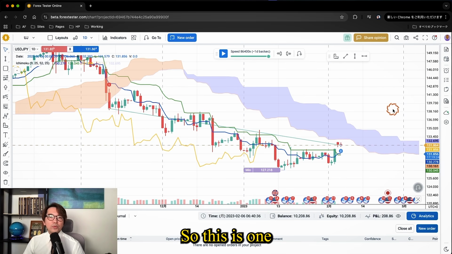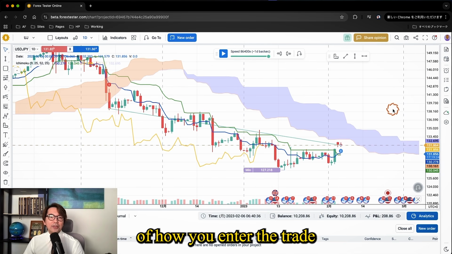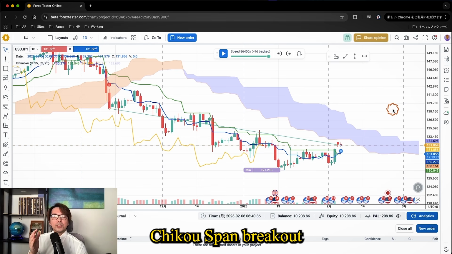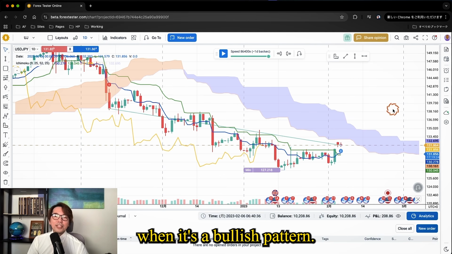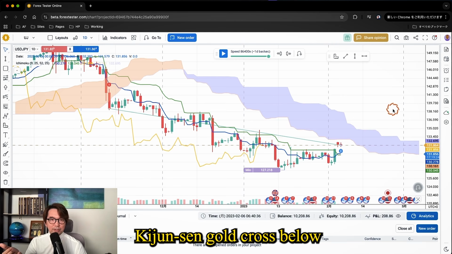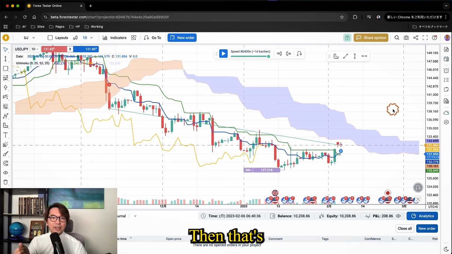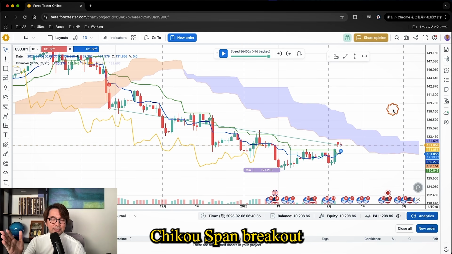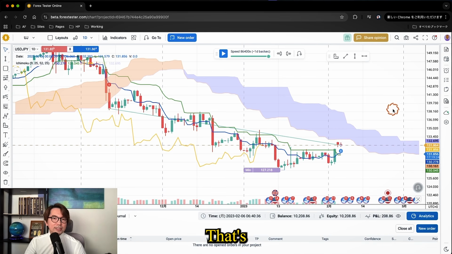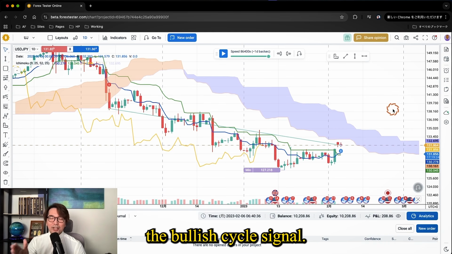So this is one of the examples of how you enter the trade by the Kumo breakout after Tenkan Sen, Kijun Sen, dead cross, and the Chikou span breakout. When it's a bullish pattern, then you wait for the Tenkan Sen, Kijun Sen, gold cross below Kumo first, then the Chikou span breakout, and then the Kumo breakout, Senko span B breakout. That's the bullish Sanyaku signal.